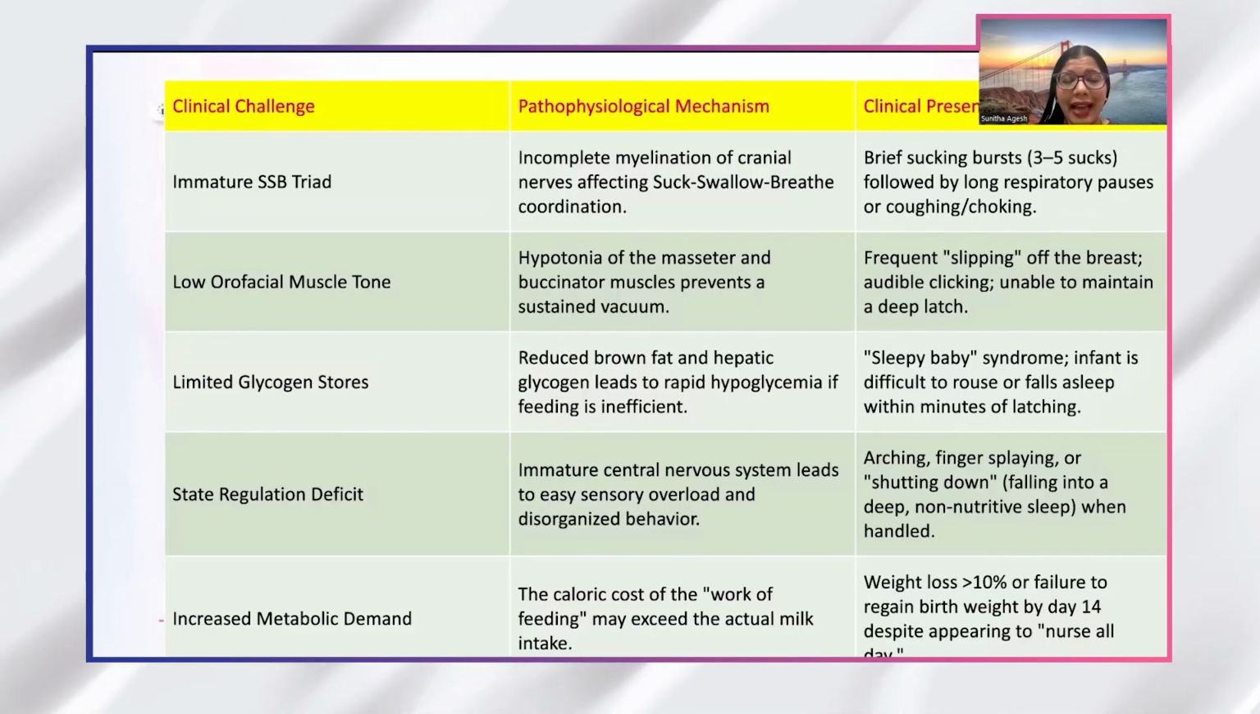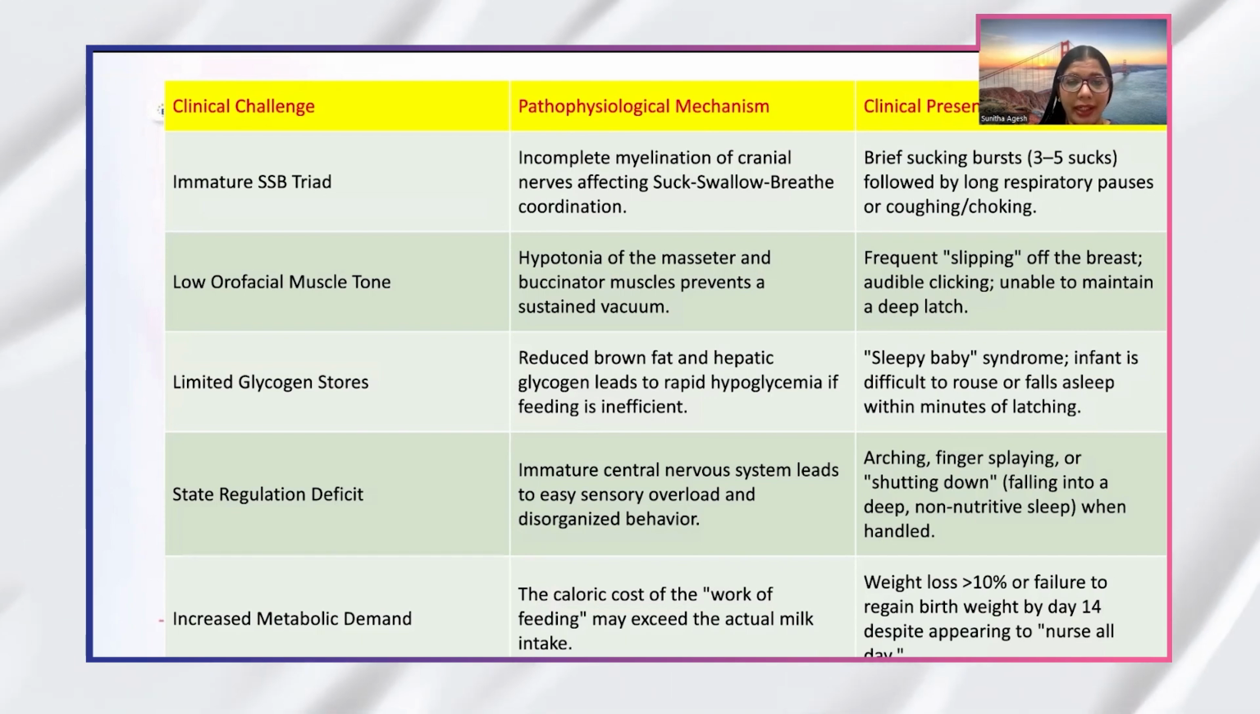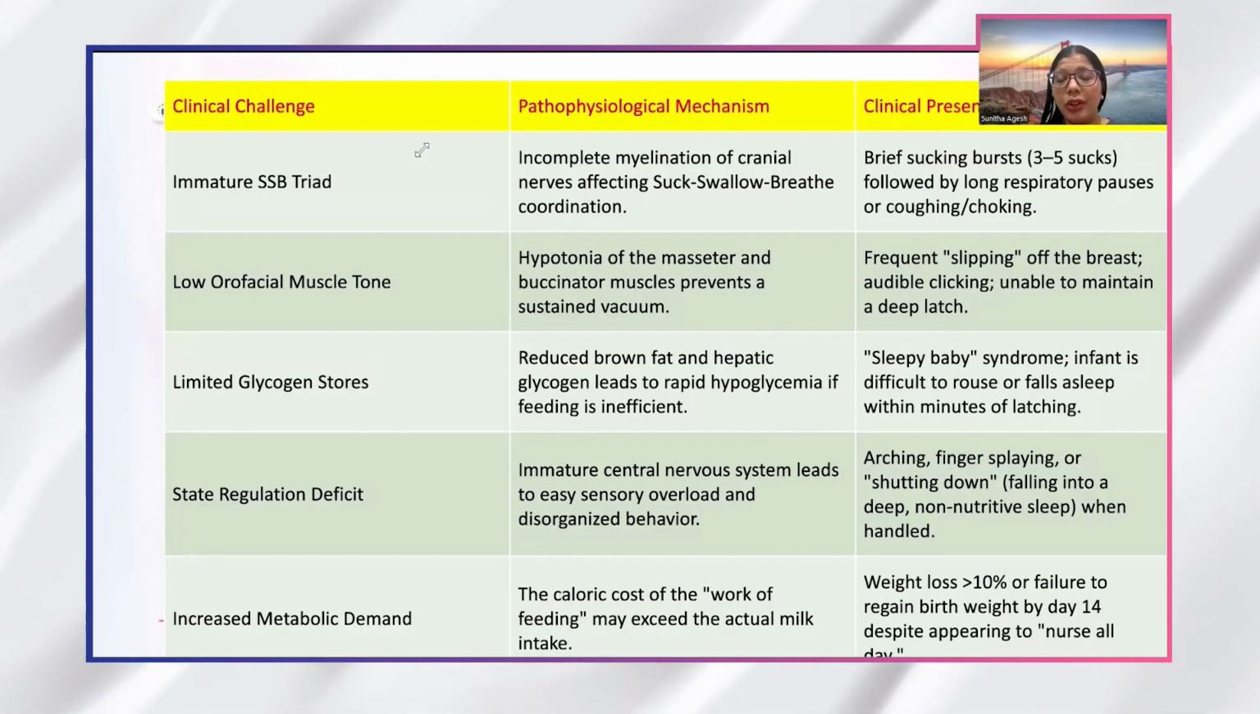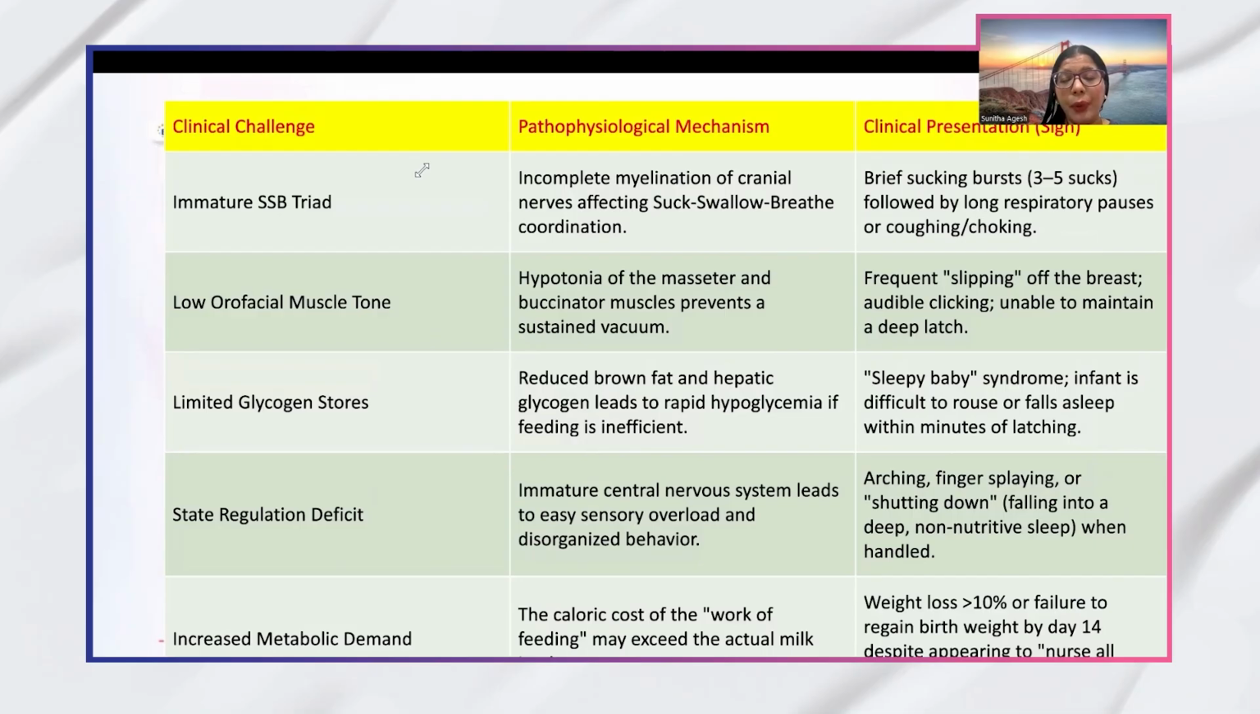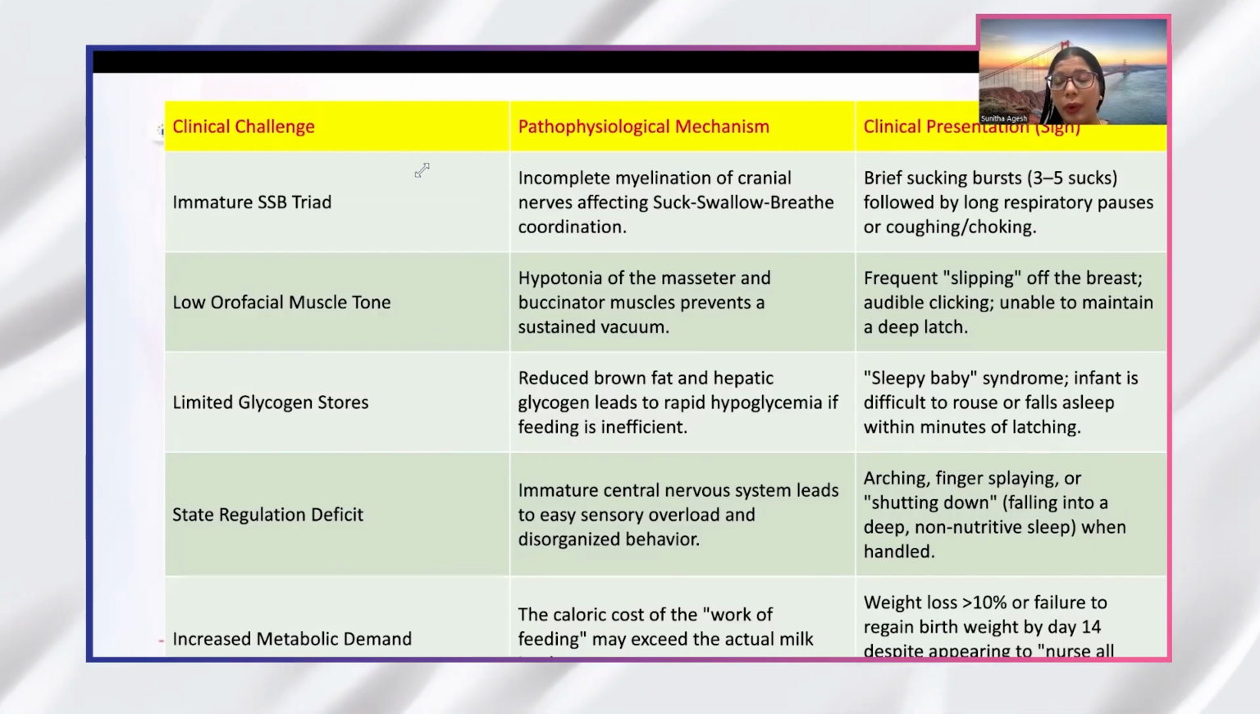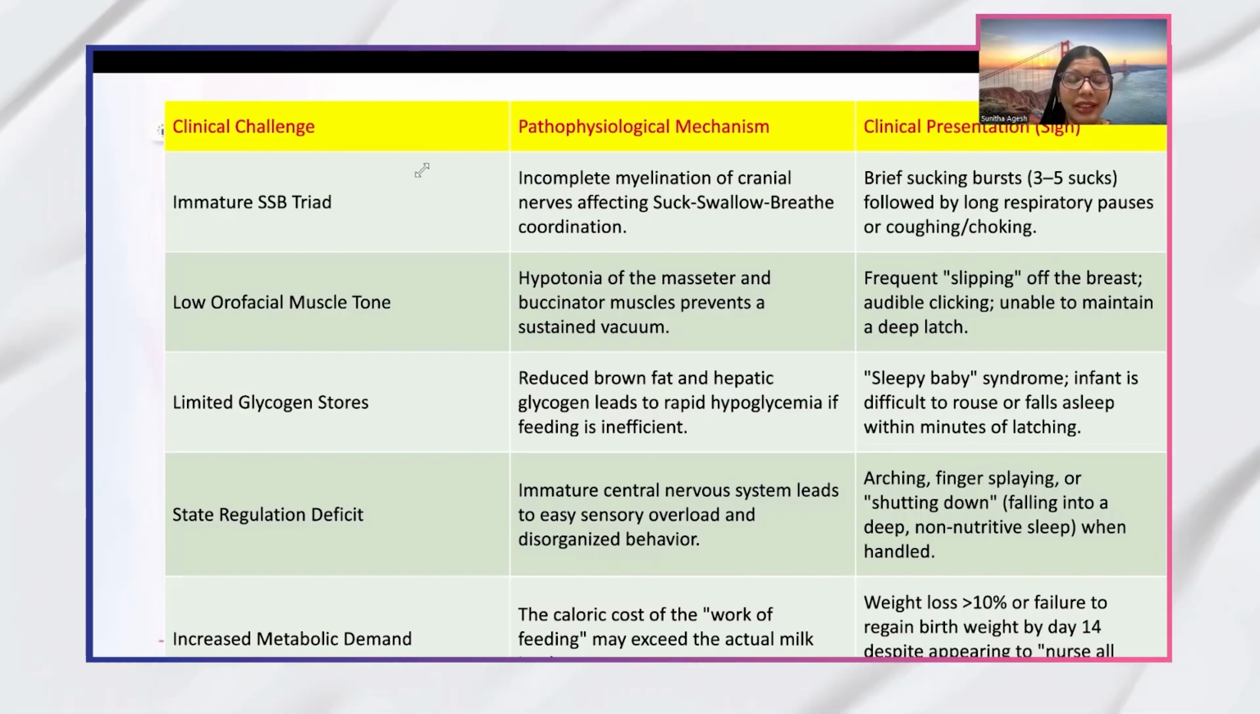So what will be the challenges here? First one is immature suck-swallow-breathing coordination. What's the reason for this? Incomplete myelination of the cranial nerves affecting the suck-swallow-breathing coordination. Usually within 1 or 2 sucks the baby will swallow, but here the baby will have 3 to 5 sucks followed by long respiratory pauses or coughing and choking. That means the baby is still underdeveloped in suck-swallow-breathing coordination.